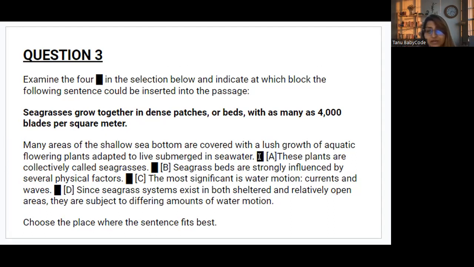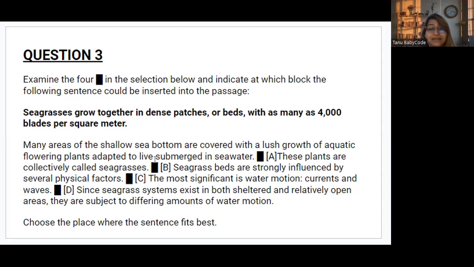So see the first one. No, you can't add it because they're talking about these plants, and here it is seagrasses. So seagrasses are defined here, called seagrasses. Seagrass beds are strongly influenced by several factors. So beds are here, so you should be adding it before this. That means here. Sea is most significant in water motions. Now here talking about water motion, current movement. So no. Seagrass system affects, no.